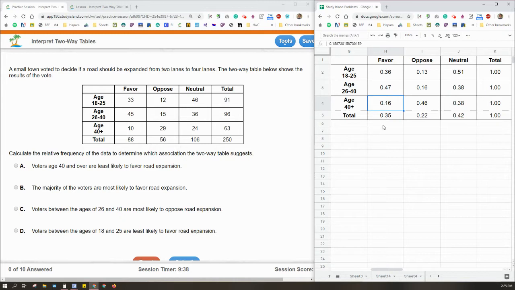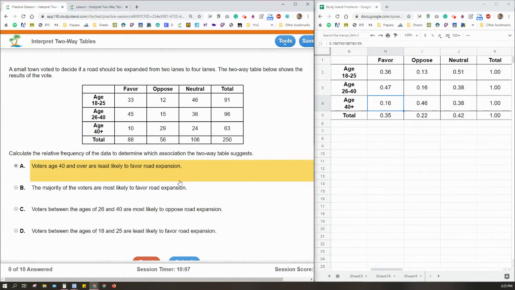Now the question is, are they the least likely out of all the groups to favor road expansion? How does their percentage for favoring road expansion compare to the other age groups? They are the lowest percentage of all the age groups for favoring road expansion. 18 to 25-year-olds, 36% are in favor of it. 26 to 40-year-olds, 47% are in favor of it. So of all the age groups, the age 40 plus crowd is the least likely in this problem to favor road expansion. So A looks true.